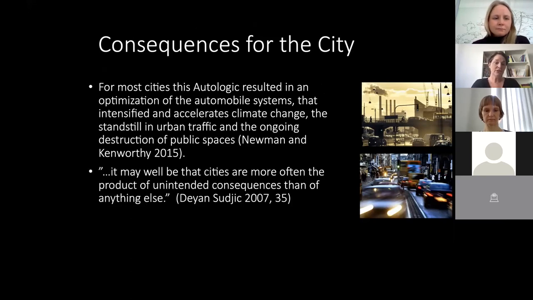And the urbanist said in 2007 that it may well be that cities are more often the product of unintended consequences than of everything else. And he said that in connection with the Urban Age Project. The Urban Age Project was, it's still going, I think, but it was a big project at the London School of Economics, where some researchers went around to a lot of big cities in the world, and they talked to the planners and the politicians and practitioners in these cities and looked at what is it that you did to plan the city? What was the routines? Why did you do it the way you did it?